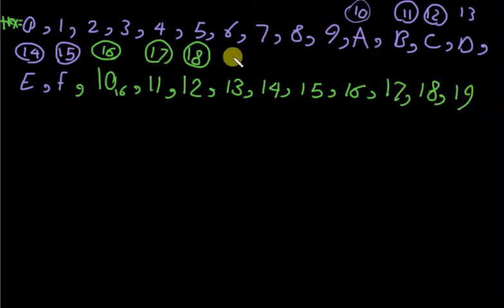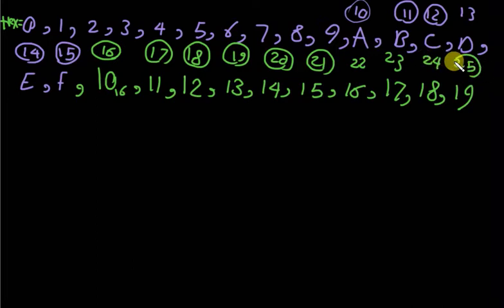So we reached 19, but in decimal we are actually at 19, 20, 21, 22, 23, 24, 25. So we are actually at 25, but we are at 1 9 in hexadecimal. 25 in decimal and 1 9 in hexadecimal.